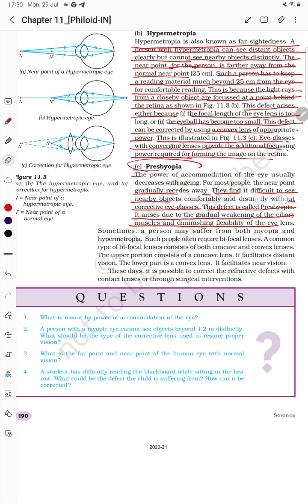You read this one, student. NCERT. This is presbyopia. What can we do?